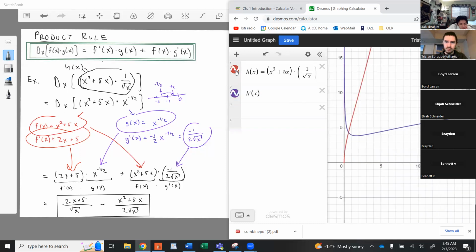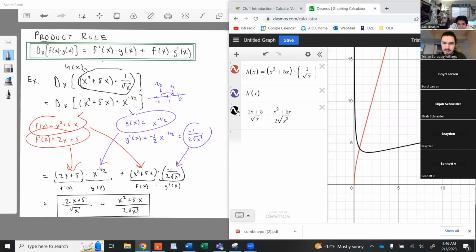Now, if I just graph h prime of x, that'll show me the graph of the derivative. So in the red here, we have the original function. In the purple, we have its derivative. And now what I need to do is graph what I found here, which is 2x plus 5 over the square root of x minus another fraction, x squared plus 5x over 2 times the square root of x cubed. And how can we tell if we got it right? The functions should be the same, right? You can turn them on and off like this to see that they are indeed the same function. And they are.